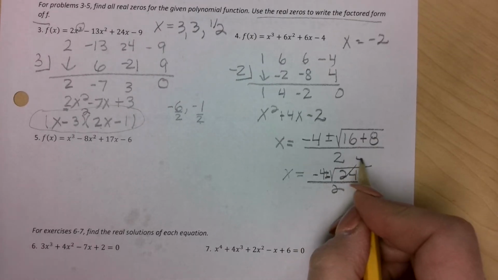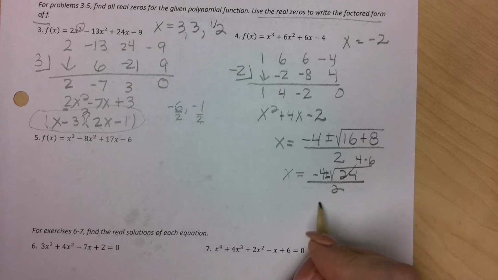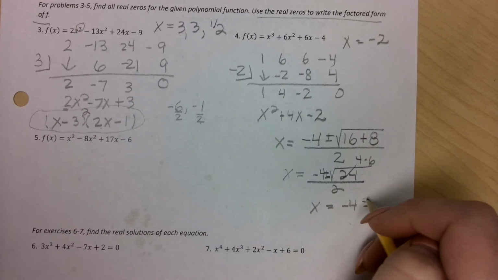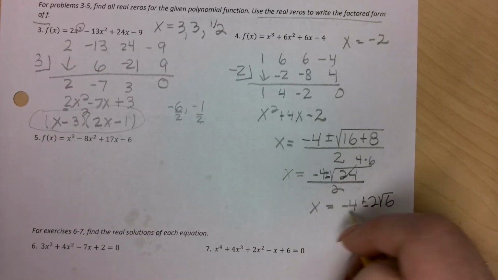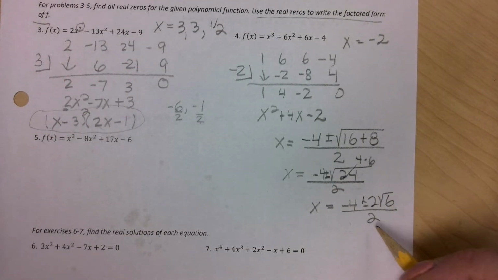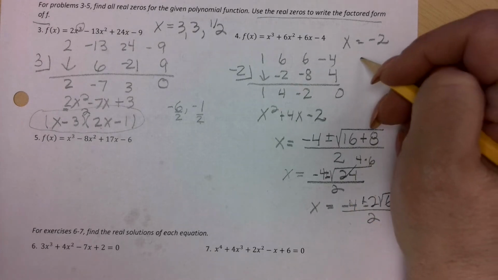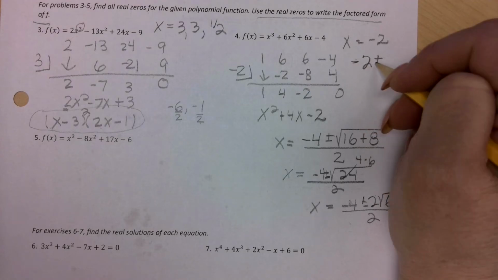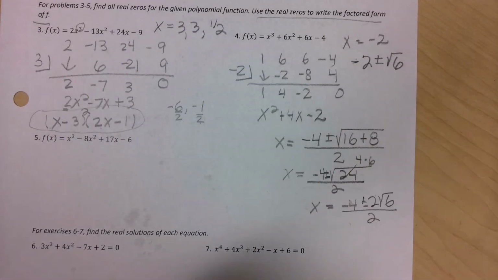And we know 24 is 4 times 6. So we get x equals negative 4 plus or minus 2 root 6 over 2. So our final answers are, because we can divide both of these by 2, so my other two roots are negative 2 plus or minus root 6.